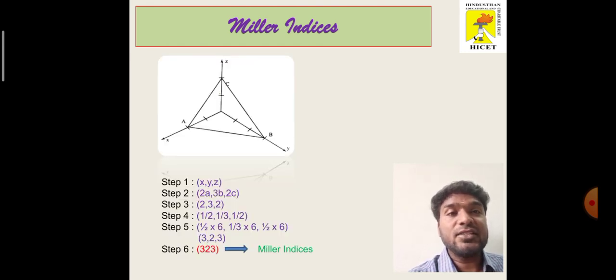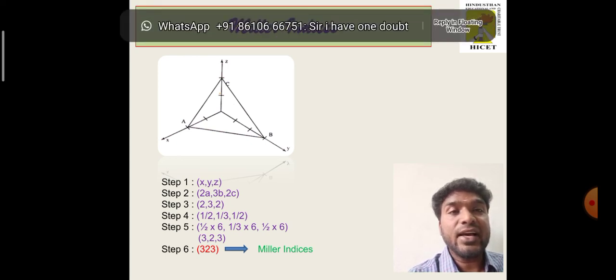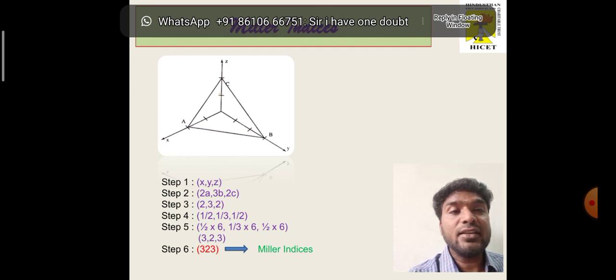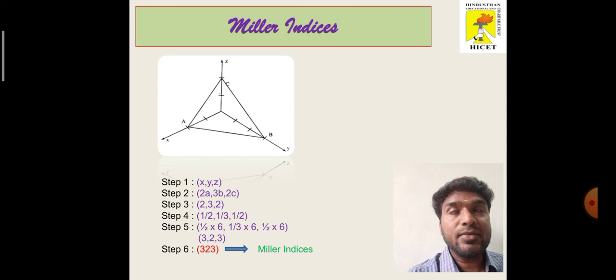So step 1, what is step 1? We have to find out which is the x, y, z axis. So we have to represent the x, y, z axes. So I have considered the x, y, z axes. In that, where are the intercepts? 2a, 3b, 2c are all the intercepts. What is the third step? We have to take the numerical parameters alone.